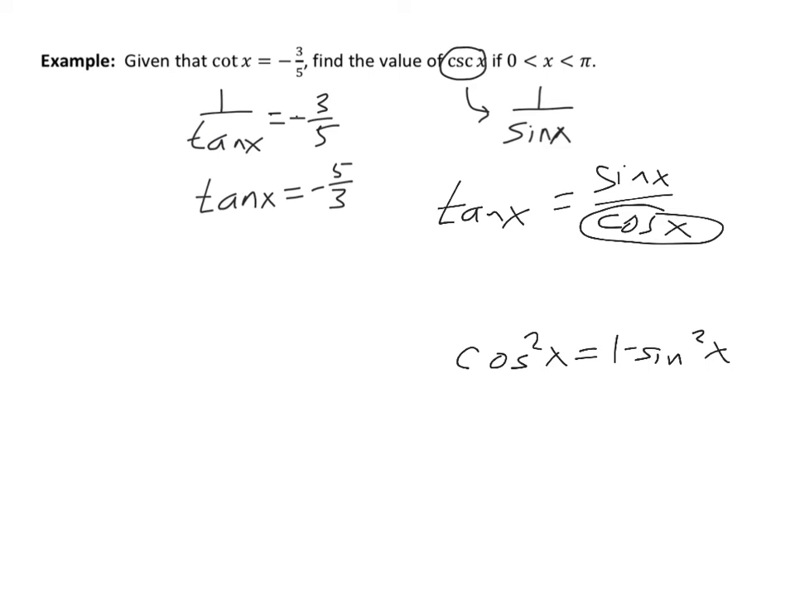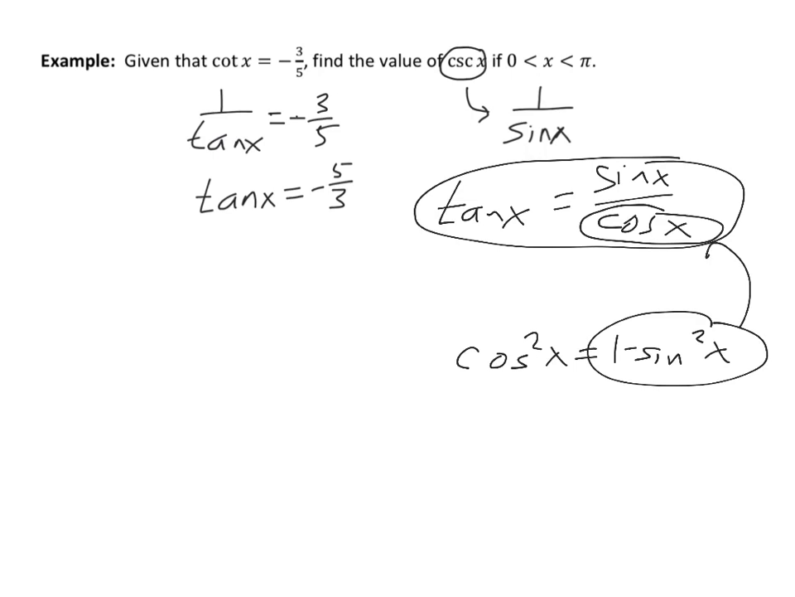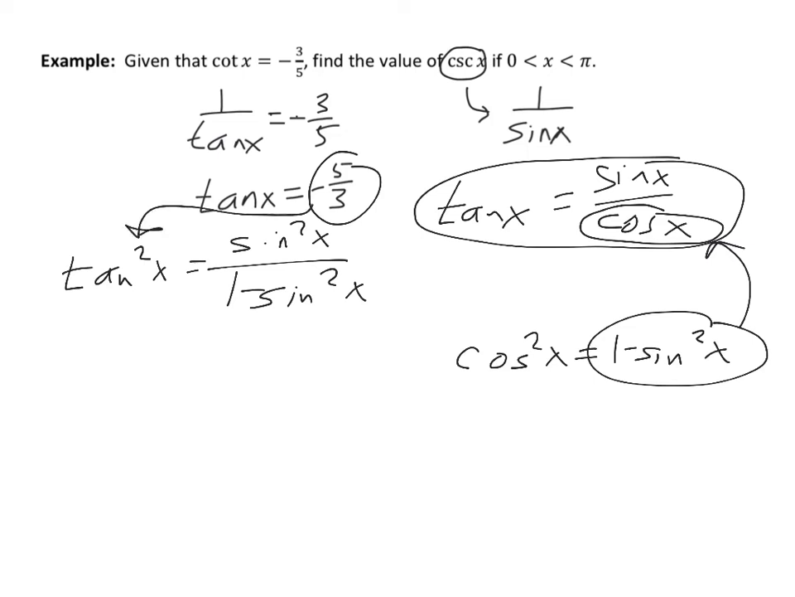So then I'm going to skip some steps here. I'm going to square this thing and plug this into the denominator. We know that tangent squared x is sine squared x over 1 minus sine squared x. At this point, I can plug this negative 5/3 in here. That gives me 25/9 equals sine squared x over 1 minus sine squared x.